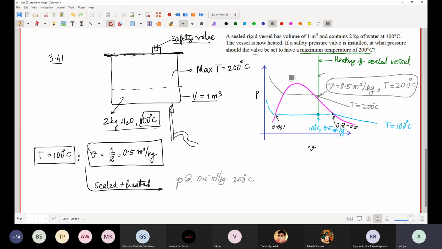Does whatever I've just mentioned make sense to everyone? Okay, so then our task is to find the pressure at specific volume 0.5 and temperature equal to this. Fine, that's very easy.